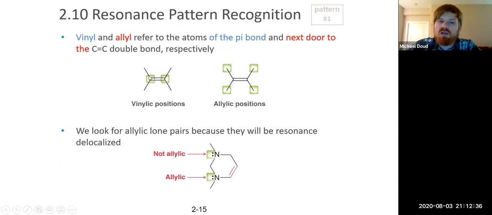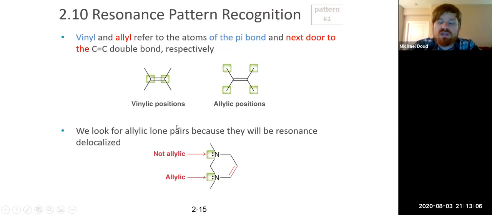Now, that's relevant and occasionally comes up, but what's actually more important to be able to recognize is the allylic positions. The allylic positions are any carbons, or basically any atoms, that are bonded to the vinylic positions. The way this is structured, you have 1, 2, 3, 4 different carbons all in the allylic position. That's the maximum number you could have from this.